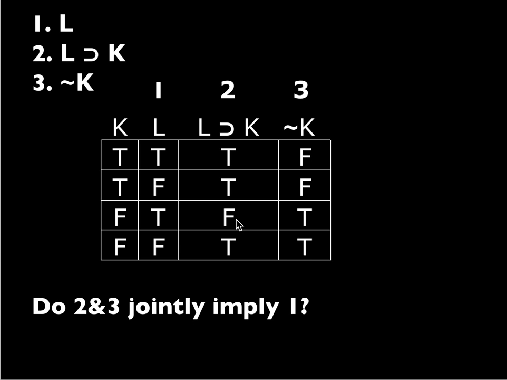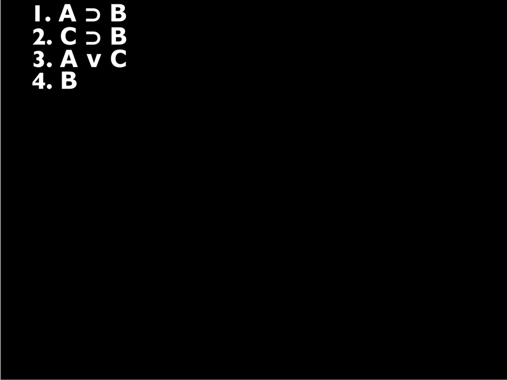Finally, we could ask, do 2 and 3 jointly imply 1? And again, you can see no. Look here on row 4. 2 and 3 are true, but 1 is false. There is a counterexample row, so the implication does not hold, the joint implication. Let's do an example with 4 statements.